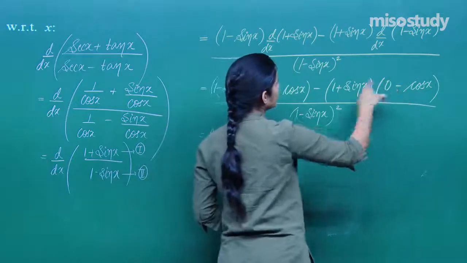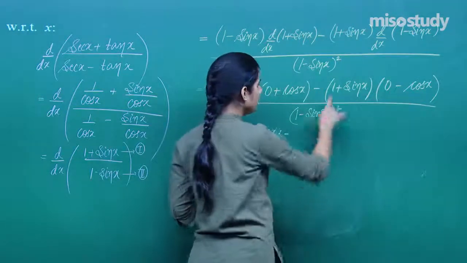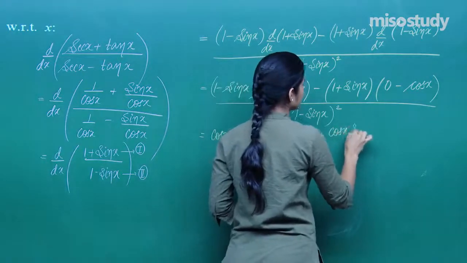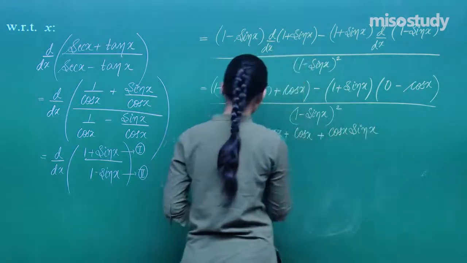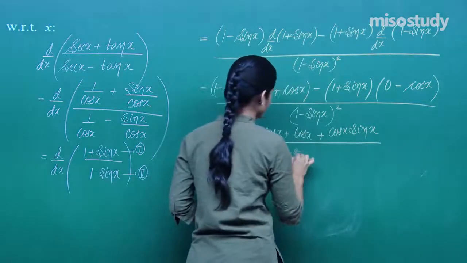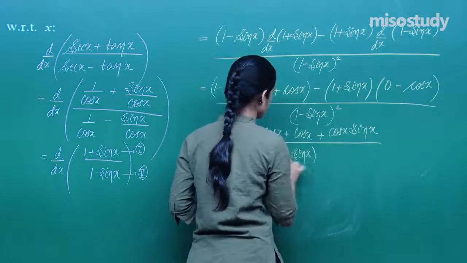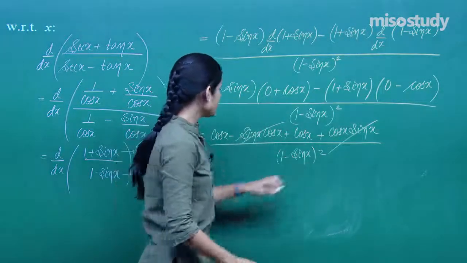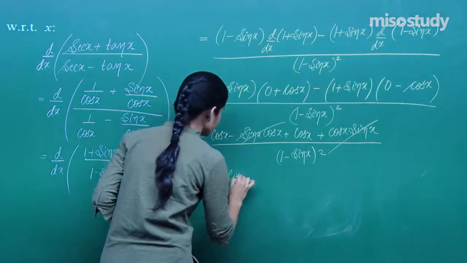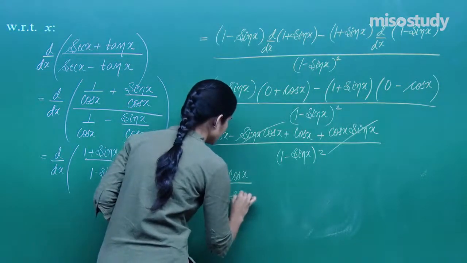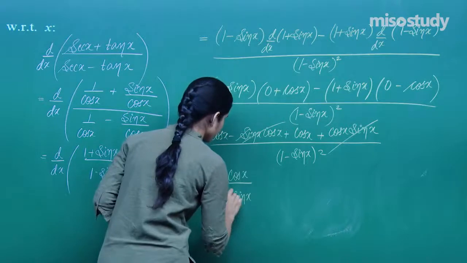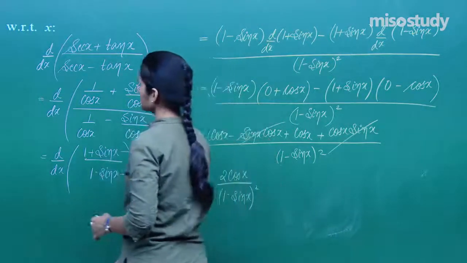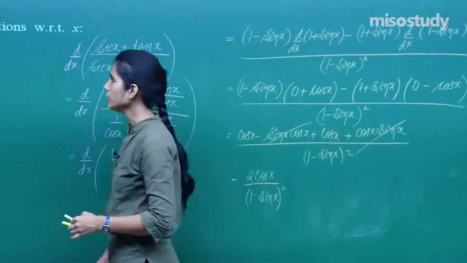Then it is minus cos x and minus sin. So plus cos x, and you have plus cos x sin x or sin x cos x. It's the same thing. They're real numbers. 1 minus sin x whole square, minus sin x cos x plus sin x cos x. Cos x plus cos x is 2 cos x upon 1 minus sin x whole square, and that happens to be your respective differentiation of sec x plus tan x upon sec x minus tan x.